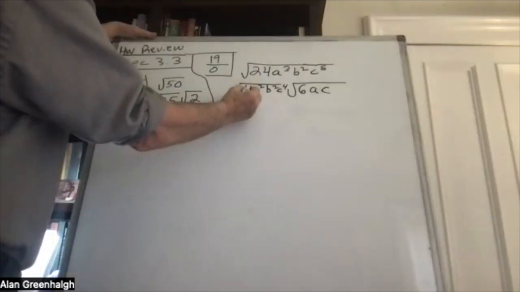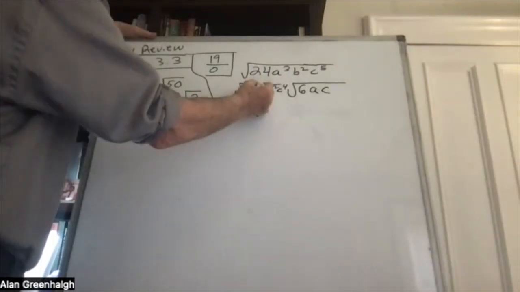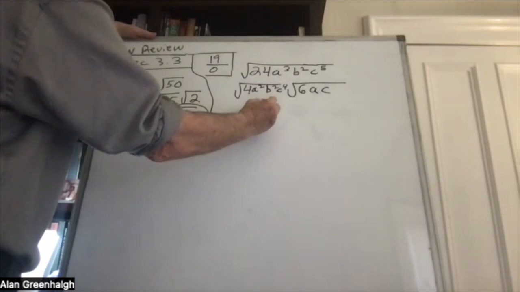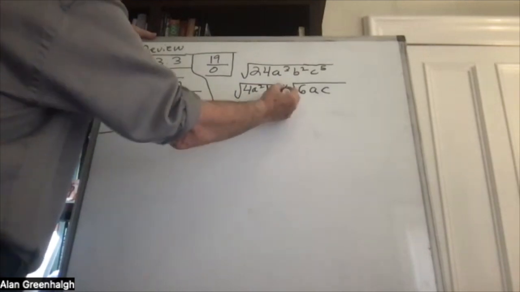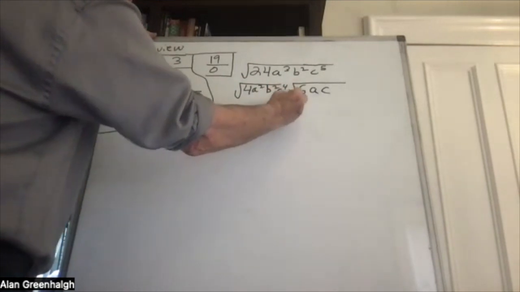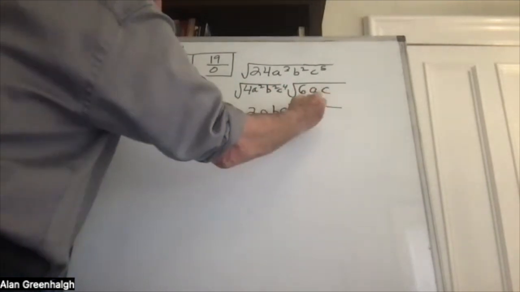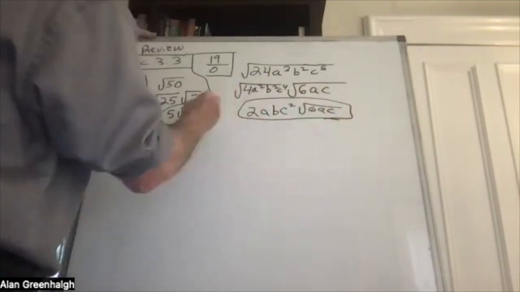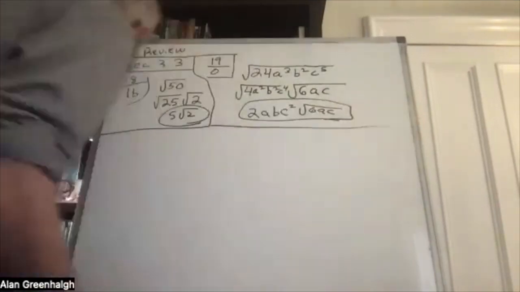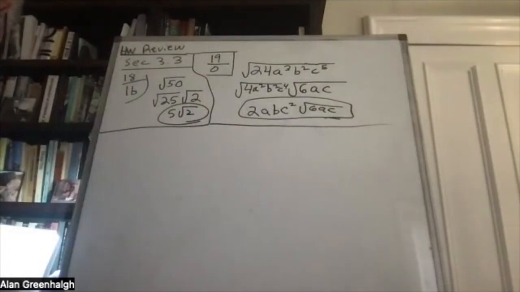The square root of 4 is 2. The square root of A squared is A. The square root of B squared is B. The square root of C to the fourth is C to the second, multiplied by 6AC. There it is. There's the answer to the question. And that brings us to the end of the homework.